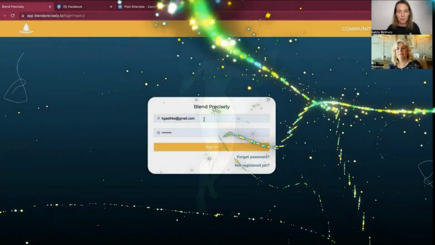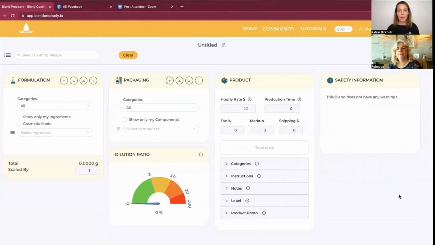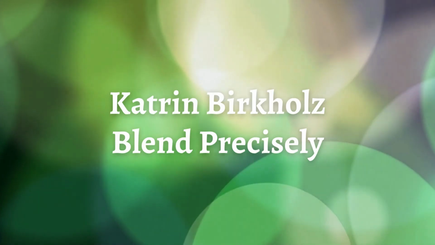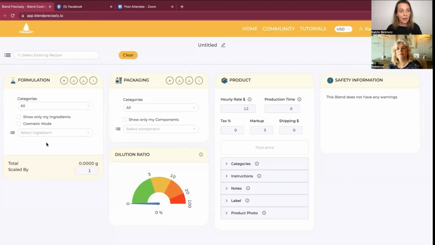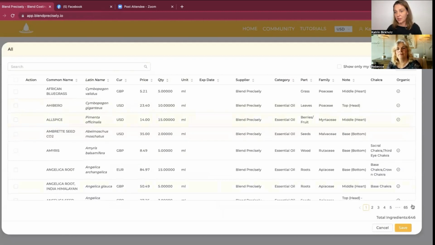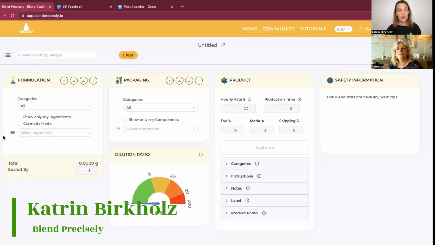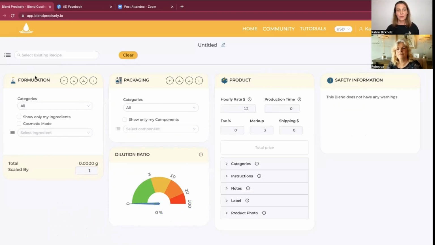Here we go. Okay, so you start out with a blank slate. There's nothing right now. The thing you have available is over 600 pre-populated products, over 65 pages, which is essential oils. You have carrier oils, you have herbs, you have everything you pretty much need to create your first test blend. So they're available here under formulation.